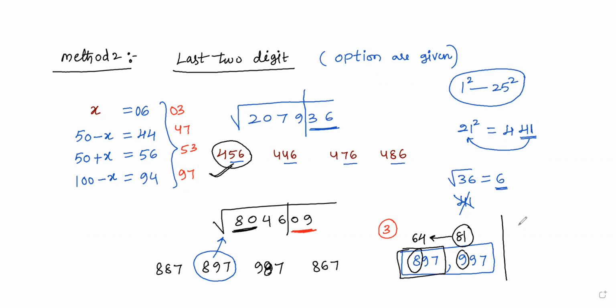Second option, how do we check? The digital sum of 804609 is how much? 9 is cancelled out, so 0 is the digital sum. So 897 and 997, if you check, 9 cancels, 7 is the digital sum. Okay, 9 is cancelled out. Did I do it correctly or anything wrong? Okay, sorry. Yeah, okay. No issue, no problem.